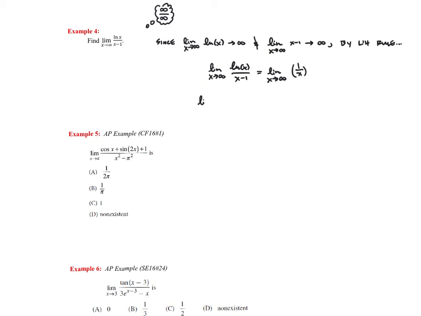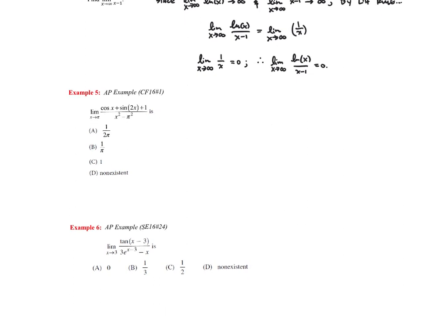Now, the limit as x approaches infinity of 1 over x is equal to 0. Therefore, using L'Hopital's rule, we now know that the limit as x approaches infinity of the natural log of x over x minus 1 is also equal to 0. All right, let's take a look at example number 5.